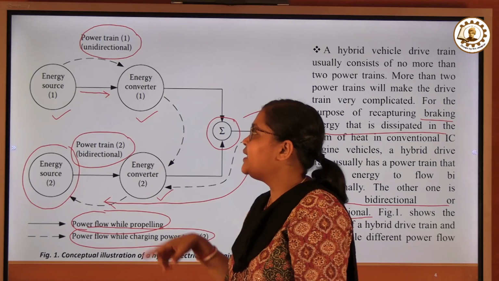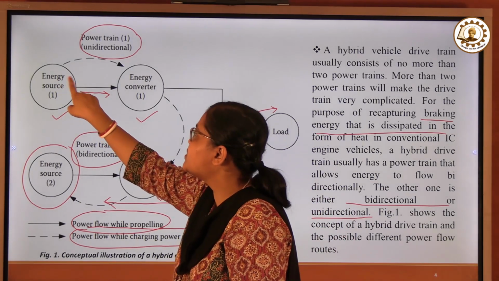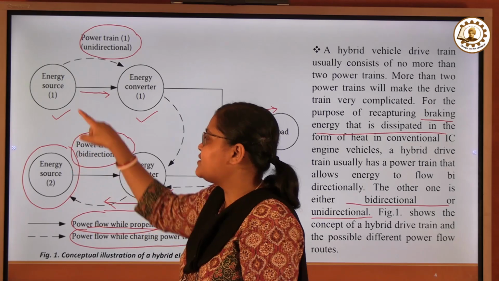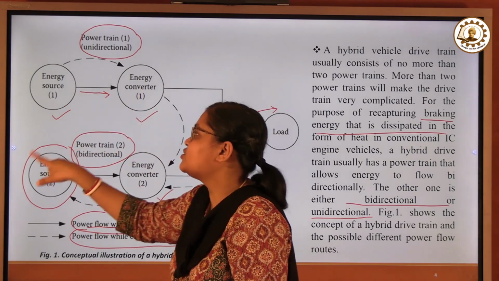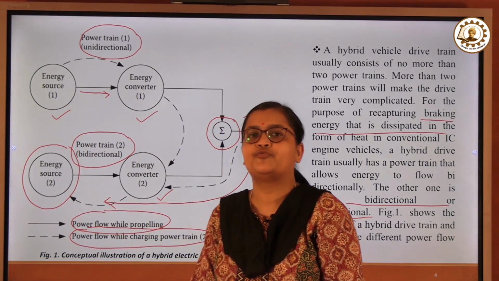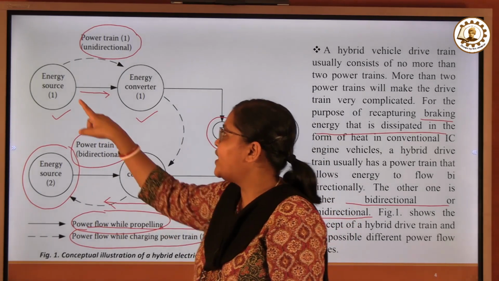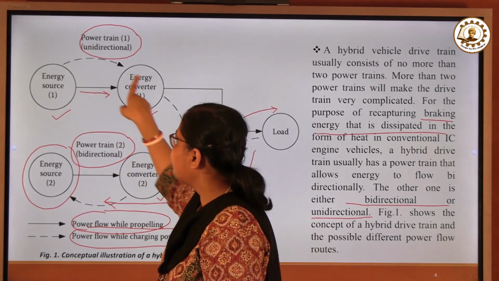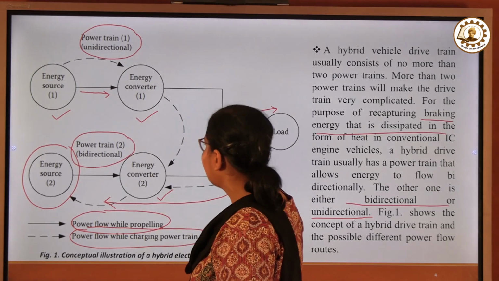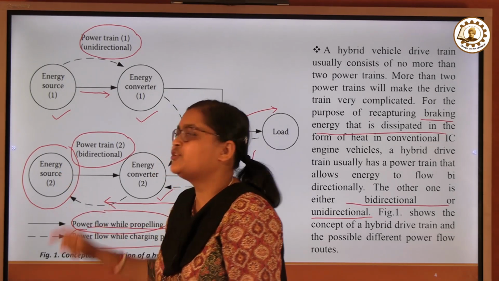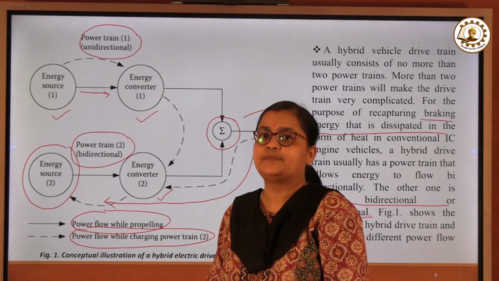So one mode will be when energy source 1 will be charging energy source 2. That is, the IC generator set can charge the battery. Another mode is there, known as mode 5, where this particular powertrain 1 will deliver its power to the load as well as charge powertrain 2. So that is another mode.